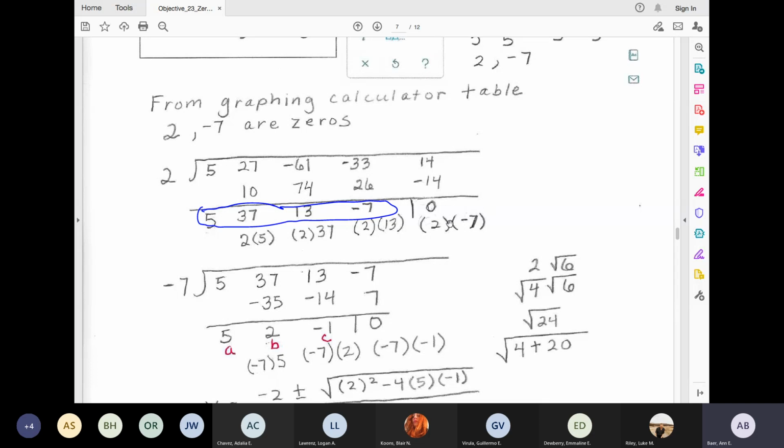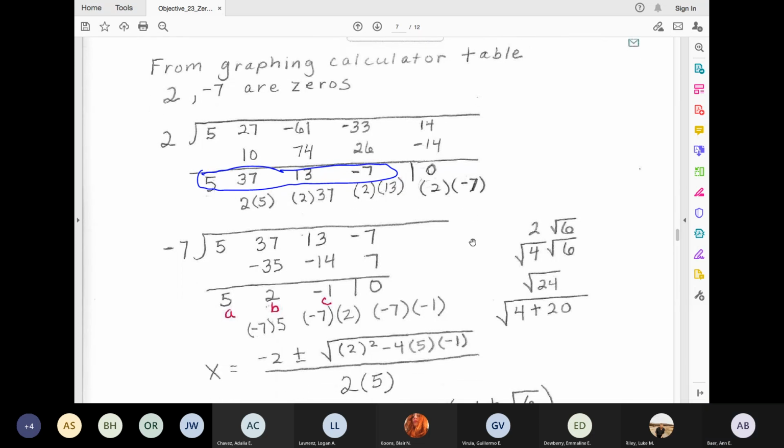So next, normally, and you'll see this later, we can do this without writing everything down, saving a little bit of writing, and I'll show you that later. But I wanted to put these in here so you could see what I did. This encircled in blue are the coefficients of a cubic factor now. So we want to copy those numbers down exactly. This 5, 37, this 13, -7, exactly right here.